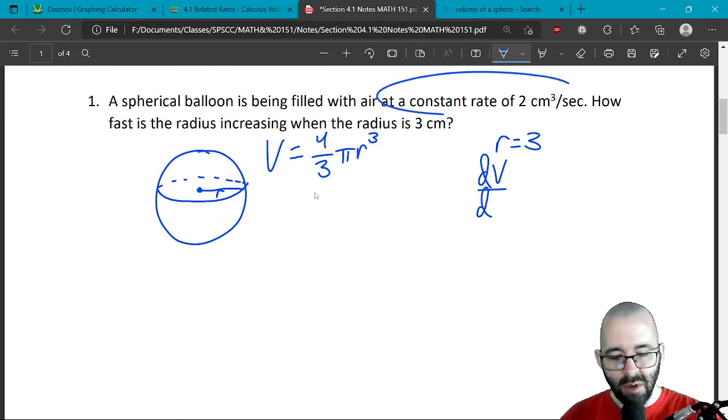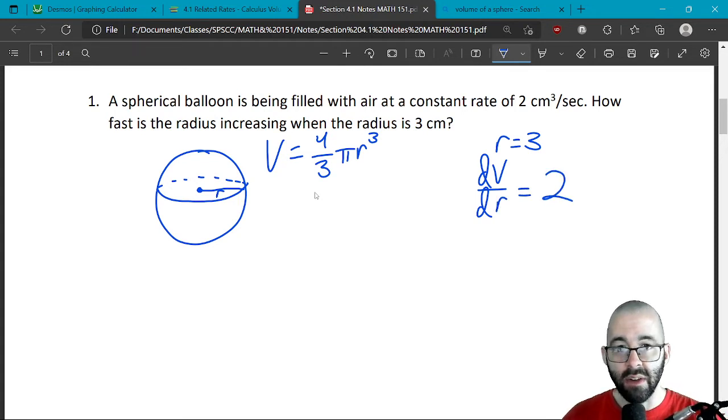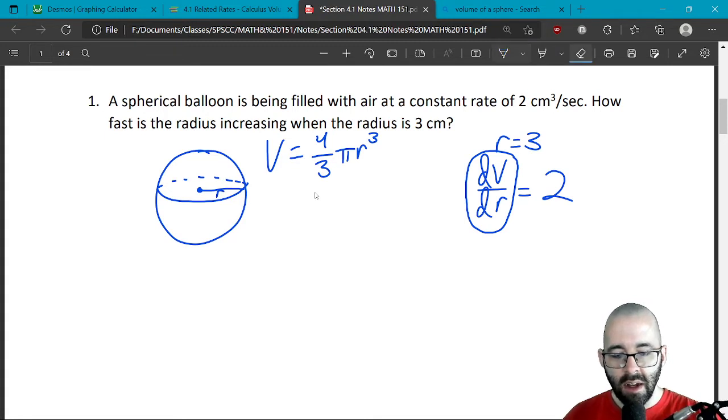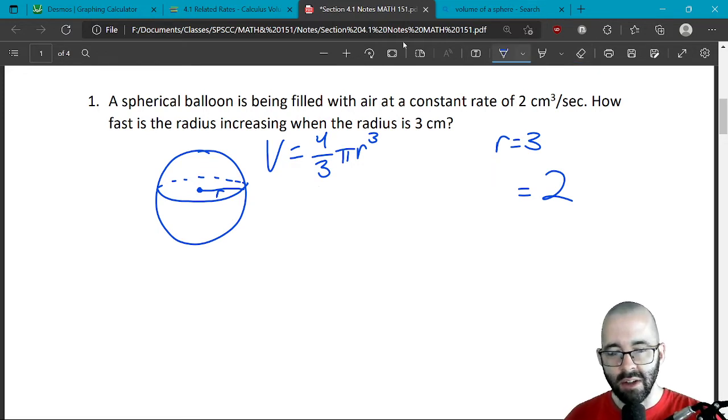You say, okay, a constant rate of 2 centimeters cubed per second means that the rate of change of the volume is 2. And that's mostly true. But what I've written down is wrong. This is the derivative of the volume with respect to the radius. Normally dV/dr would make sense because we have a V and an r here, but let me slightly change this volume equation to be more accurate to our situation.